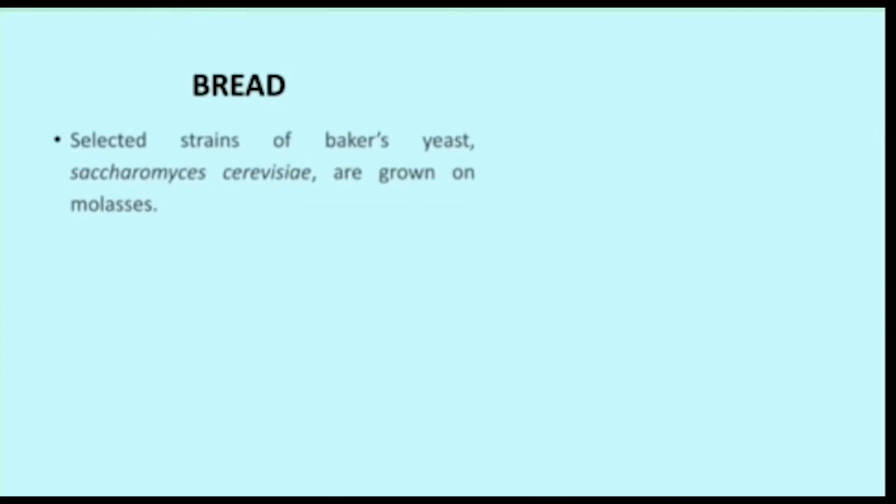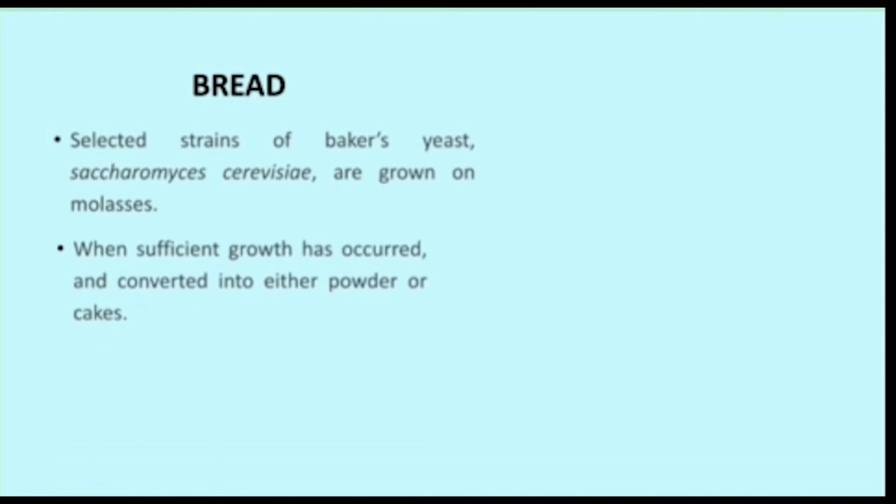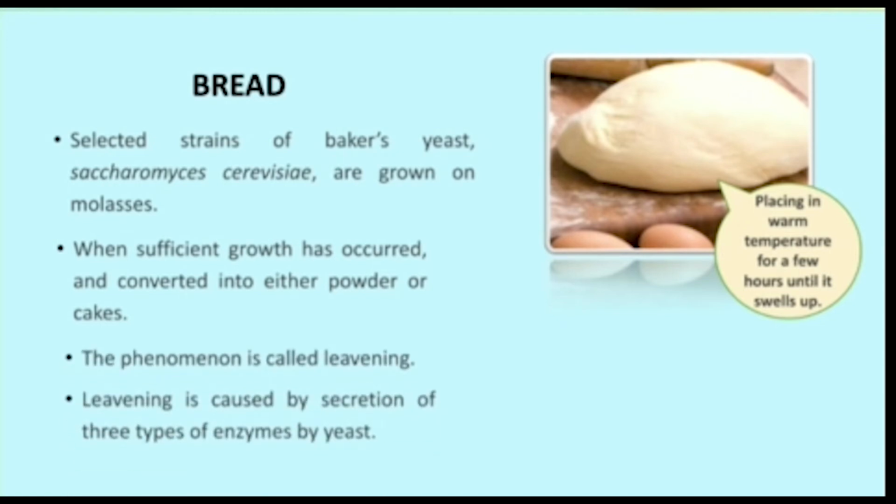Bread. Selected strains of baker's yeast Saccharomyces cerevisiae are grown on molasses. When sufficient growth has occurred, baker's yeast is harvested and converted into either powder or cakes. The yeast is added to the flour and kneaded. The kneaded flour is kept at a warm temperature for a few hours until it swells up. The phenomenon is called leavening.